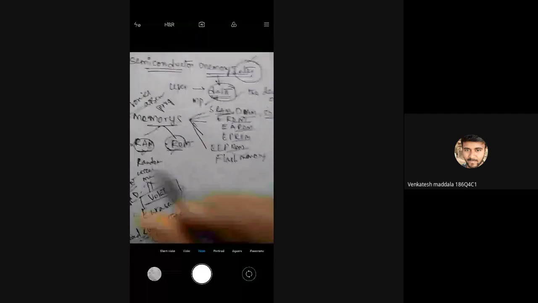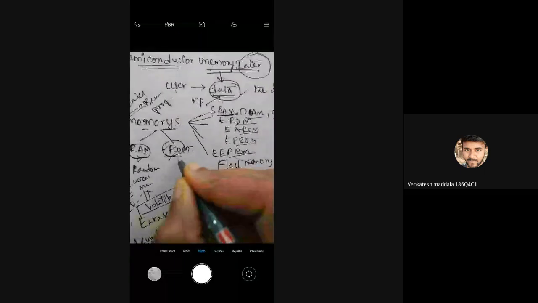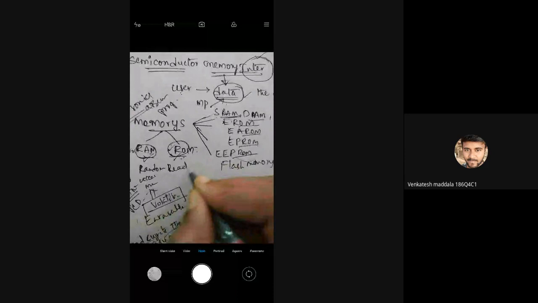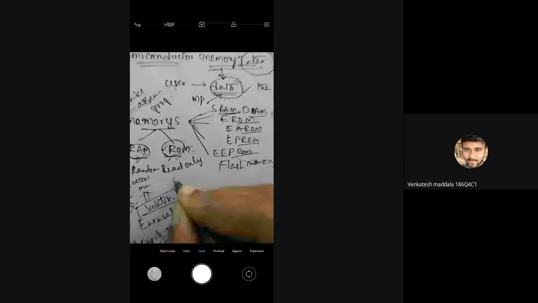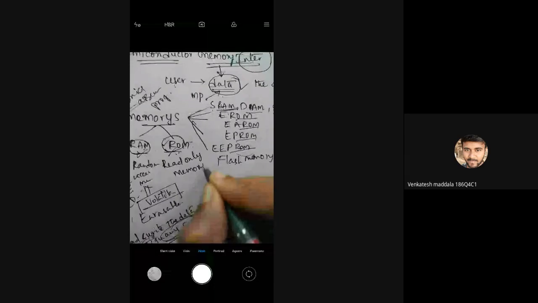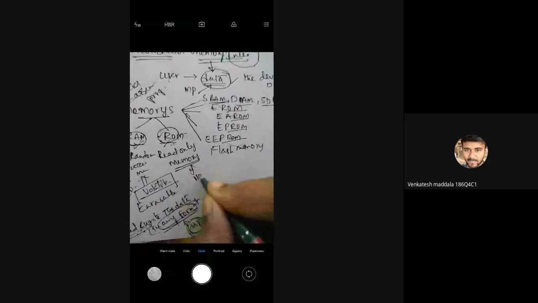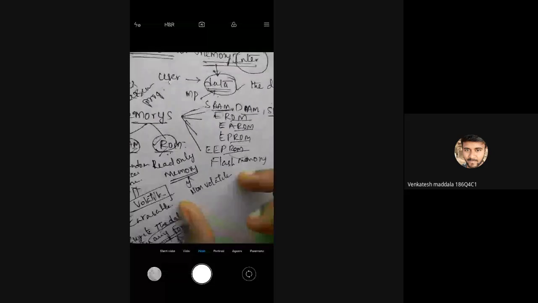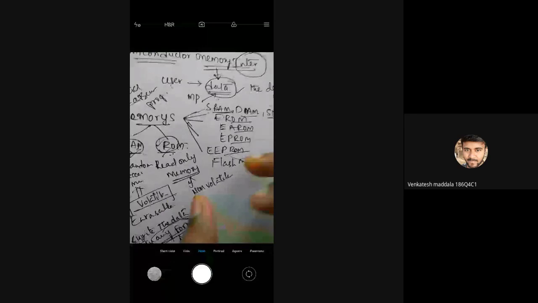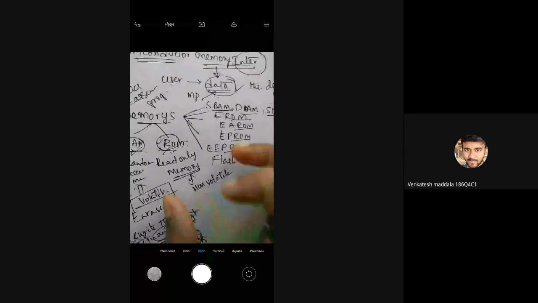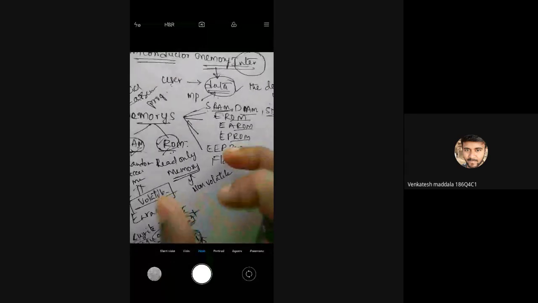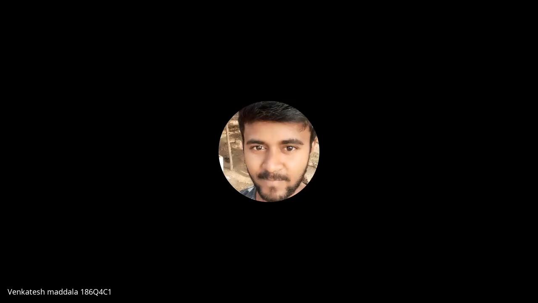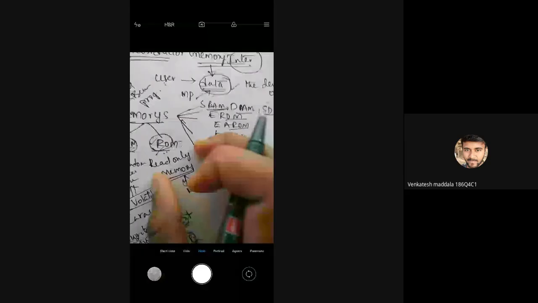So next thing you have is ROM. ROM is nothing but read-only memory. This memory is non-volatile. ROM can be designed in such a way that whatever data we store in this read-only memory will be retained. So it is a permanent memory. Non-volatile nature is nothing but a permanent type of memory.